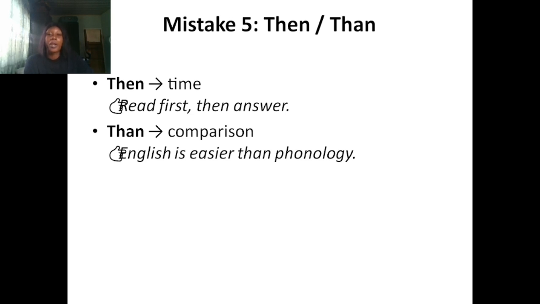While than is for comparison. She is taller than you. English is easier than phonology. This sentence is not actually so correct because phonology is a component of English too. English comprises components like phonology, morphology, and syntax that make up the grammar. But let's just use this example. English is easier than French. So the than here is used to show comparison. Let's move on to the next mistake.